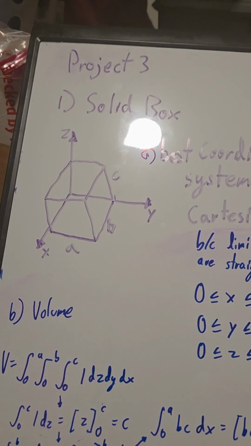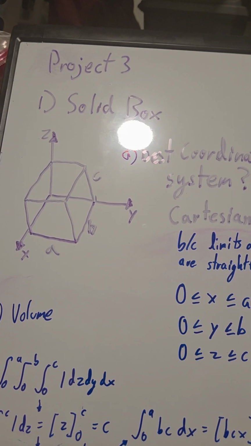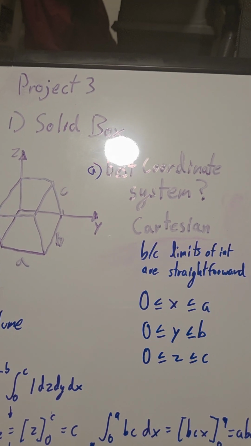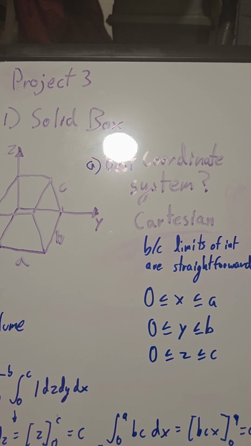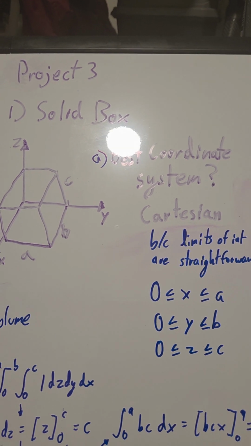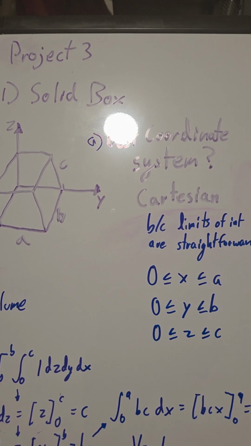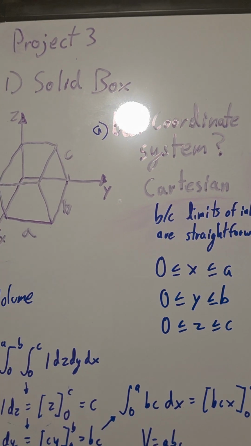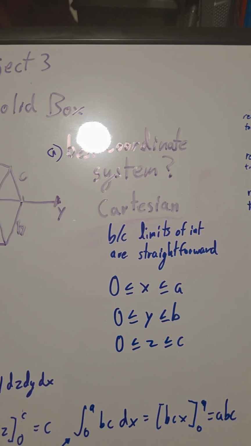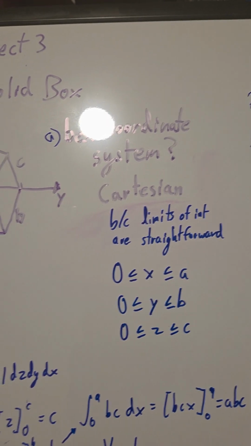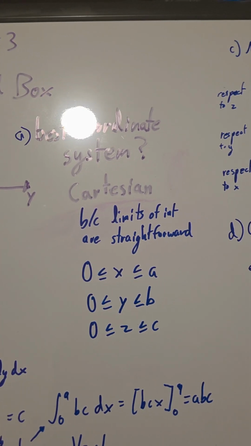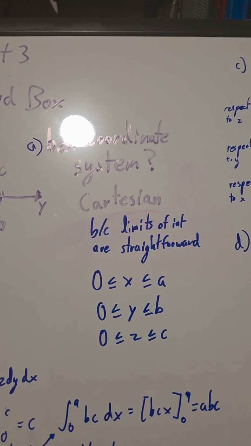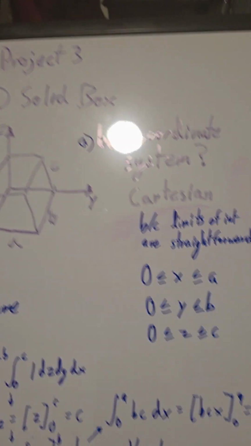I decided that the best coordinate system to use here was the Cartesian coordinate system. That is because all of the boundaries of the box are on flat planes and they align perfectly with the x, y, and z axes, meaning that my limits of integration are all constants from 0 to a, 0 to b, 0 to c. If I tried to use cylindrical or spherical coordinates, the limits would turn into incredibly messy trigonometric functions. That's part A. Let me get the second point.